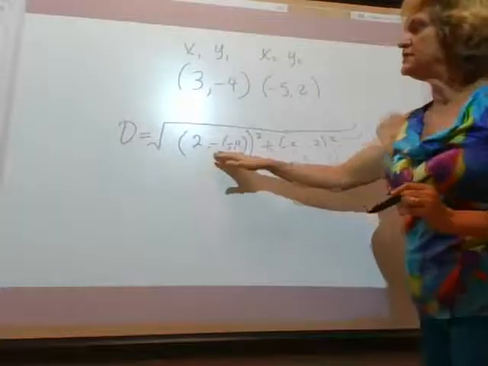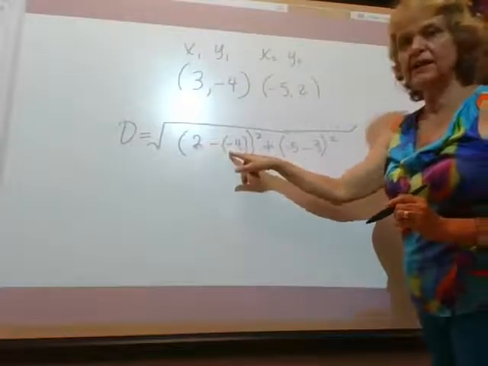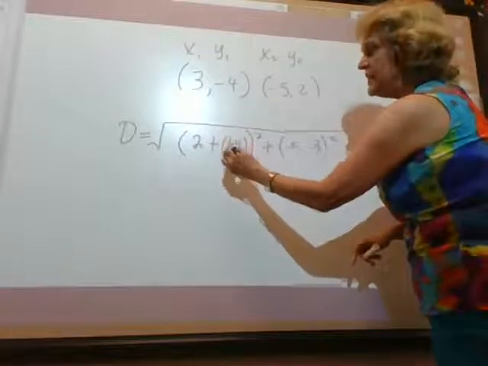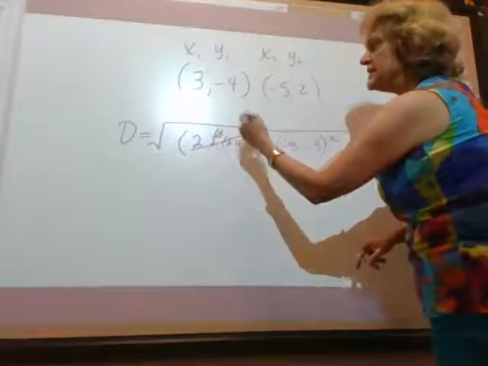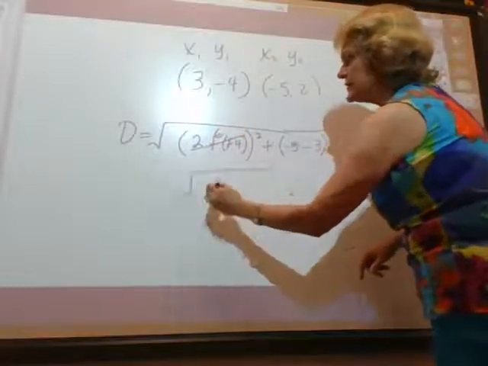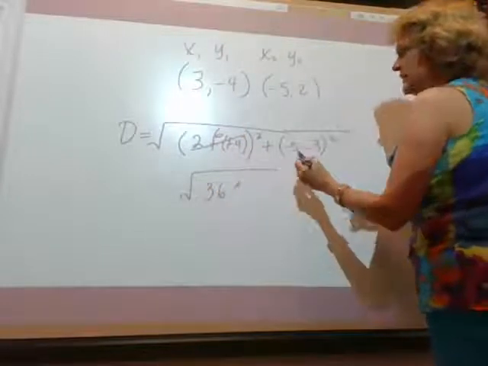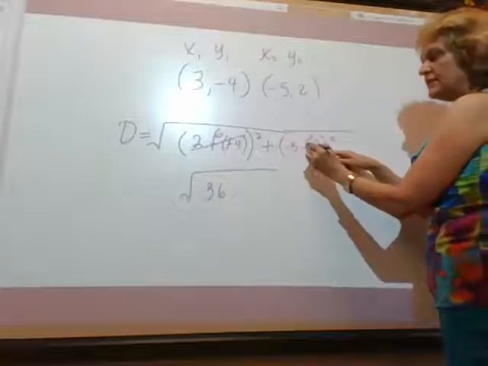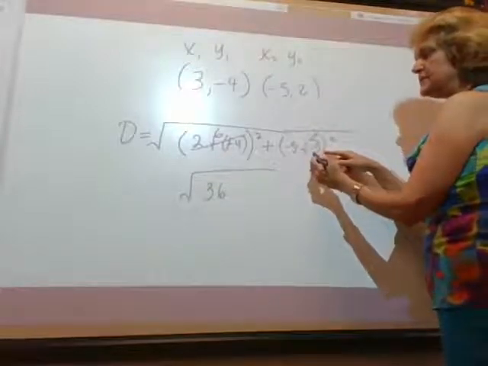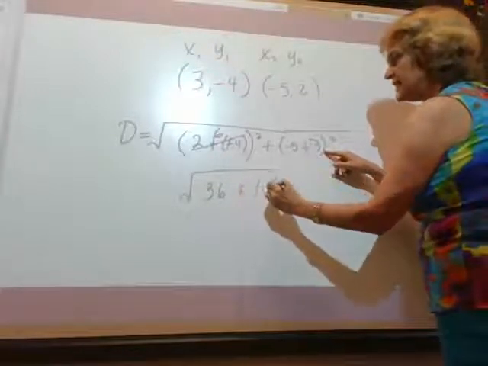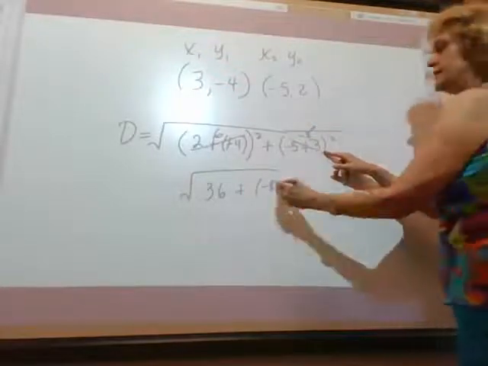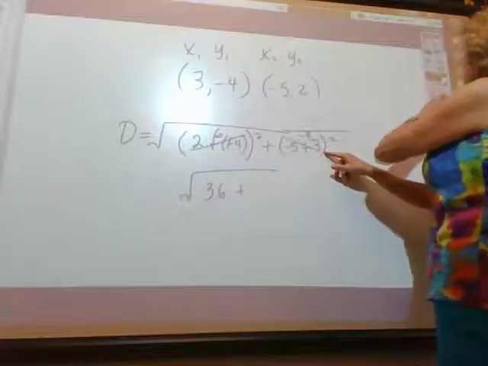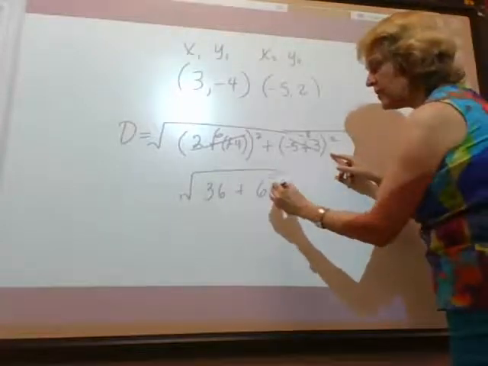Okay, so in this parenthesis, 2 take away a negative 4 means I'm going to add the opposite. So in the parenthesis is a 6. 6 is getting squared. So that's 36. Now here I have negative 5. I'm going to add the opposite. So this is a negative 8, right? And that's getting squared. So negative 8 getting squared is 64.